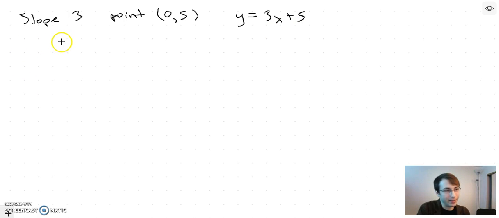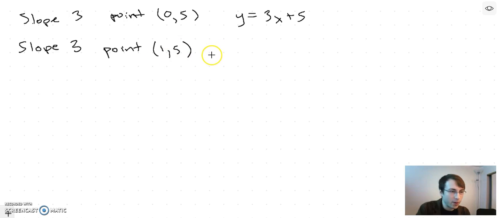Now, what if they weren't so nice and gave us a point that's not a y-intercept? What if they said slope 3 and point (1, 5)? Well, we could try to graph this and try to estimate it that way. So maybe (1, 5) and slope 3 looks something like that. It would take a lot of time to draw a nice graph for this, so maybe that's not the best method.